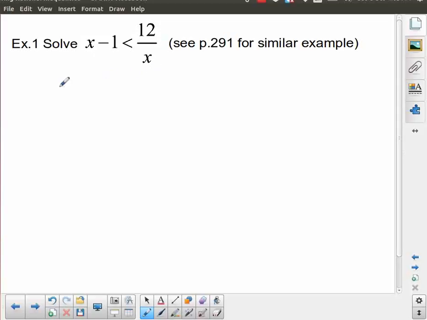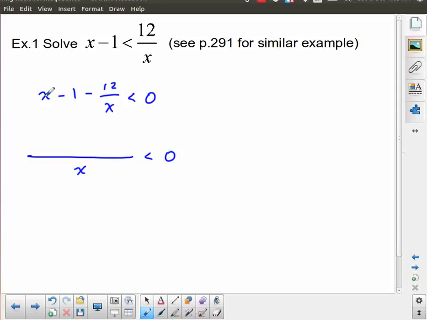So what I'm going to do is move everything to the left hand side. I could move everything to the right hand side, but traditionally we work off the left hand side, and in this case it's certainly convenient to do so. So I take 12 over x and I subtract it from both sides, so I get x minus 1 minus 12 over x. My common denominator here is going to be x. So I'm going to put everything over x, and that's going to be less than 0.